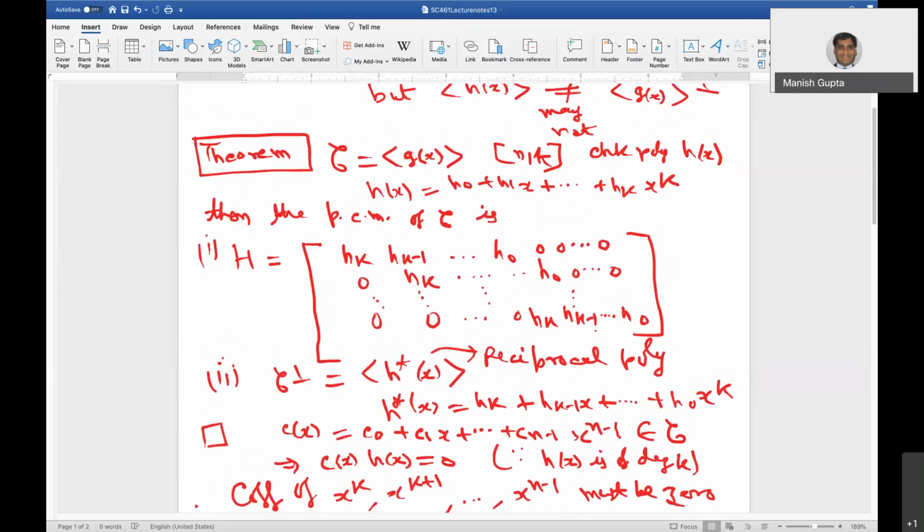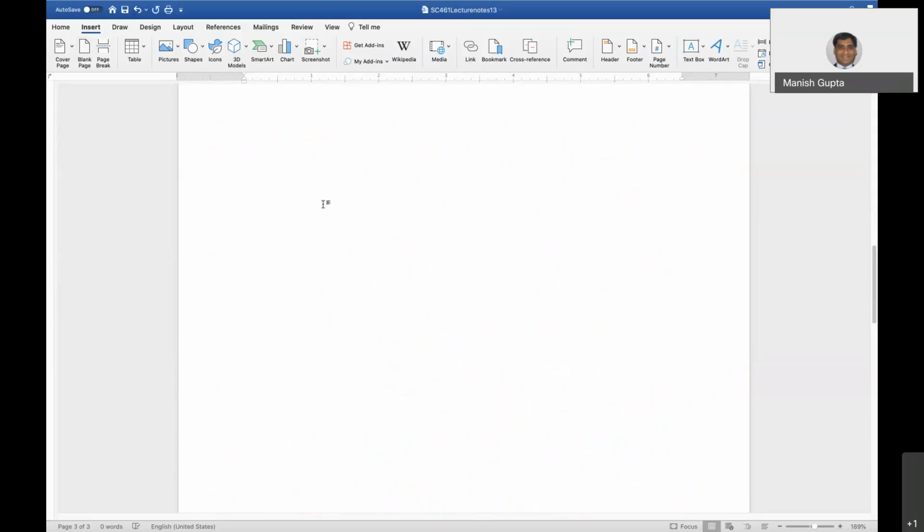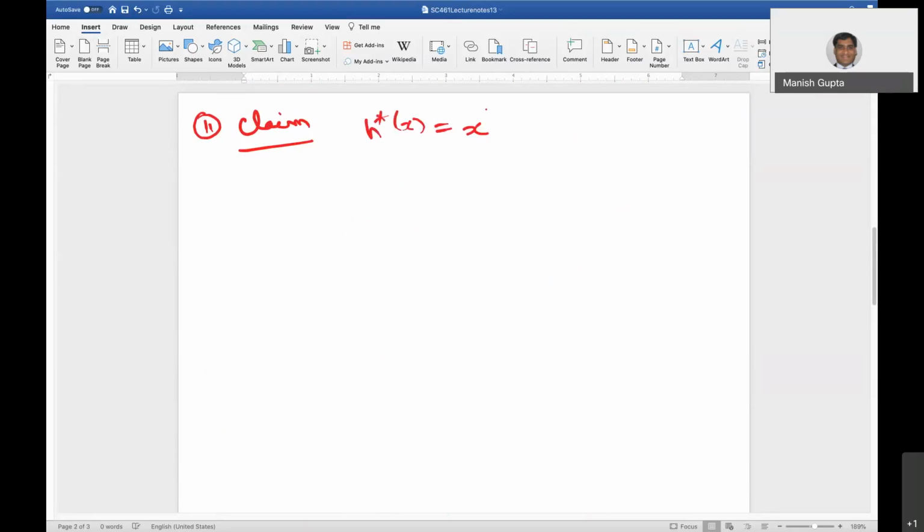Now the second thing, we can look at what the reciprocal polynomial is. That is another interesting thing. If you look at the reciprocal polynomial, our claim is that h star x, our reciprocal polynomial, how do we define it actually? It is nothing but x raised to power k times h of x inverse. We want to show that this divides x raised to power n minus 1.